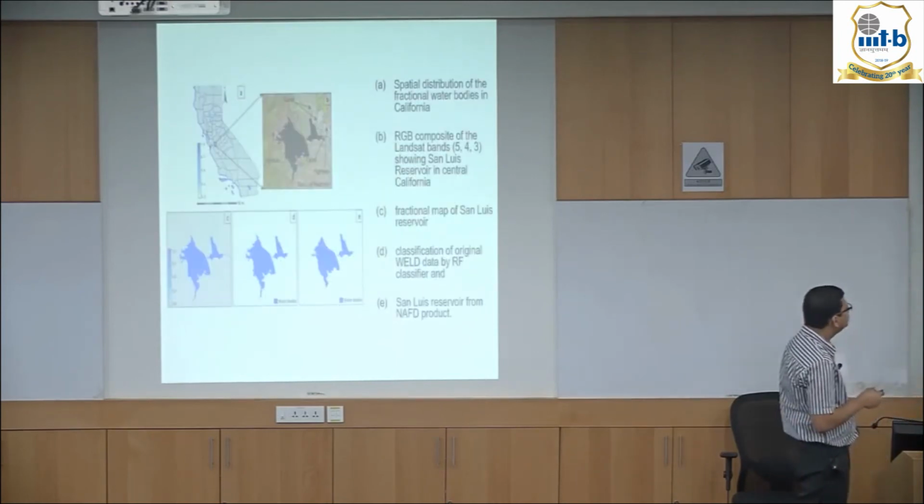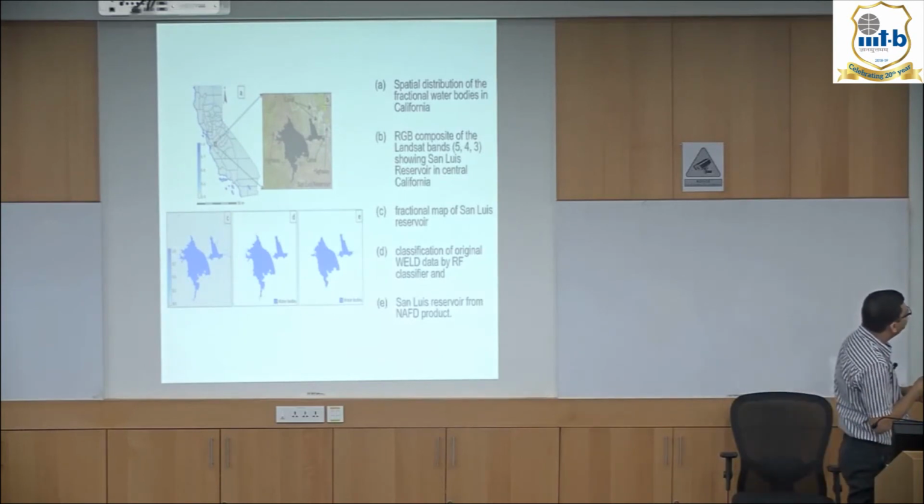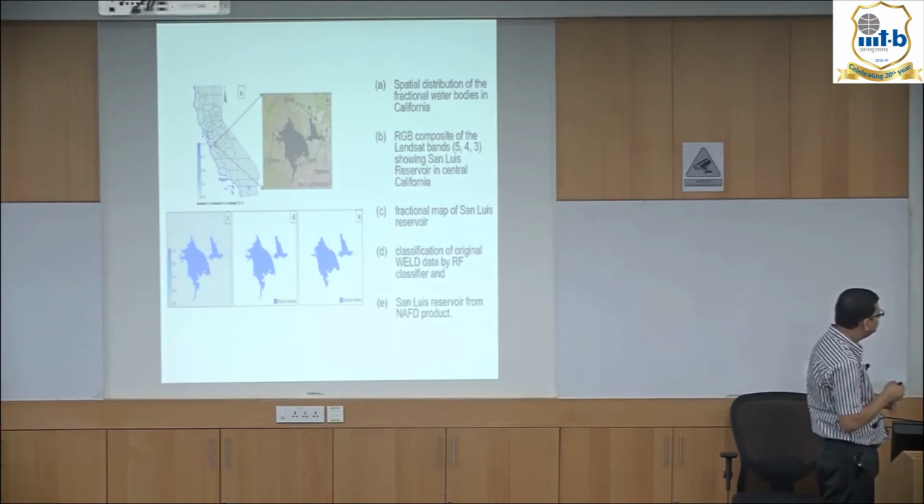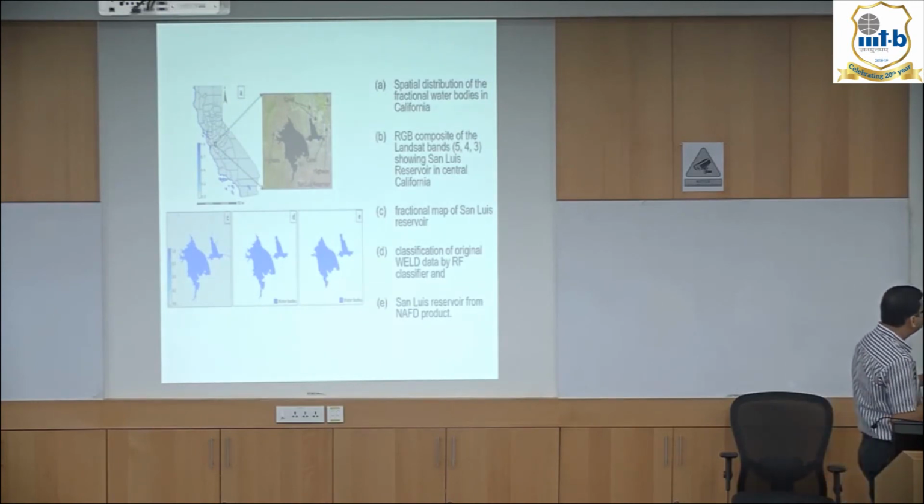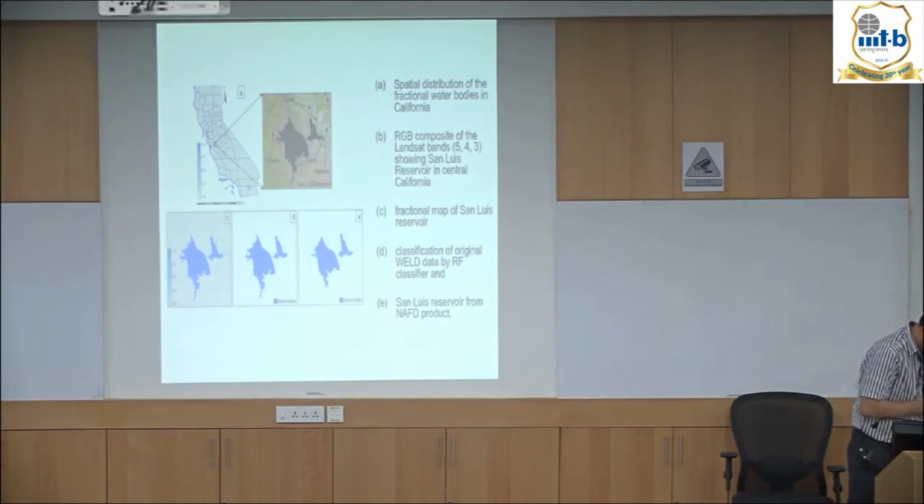Now, to show you in more detail, this is San Luis Reservoir near Fresno, and this is a highway, this is a reservoir, these are the canals. So this is the output from the algorithm that we proposed. This is the output from normal random forest, and this is the output from the North American Forest Dynamics project.